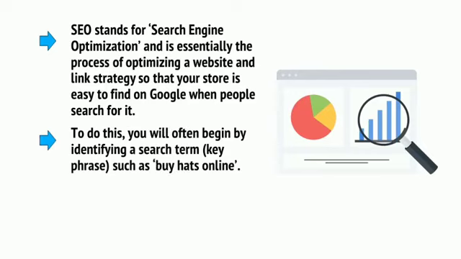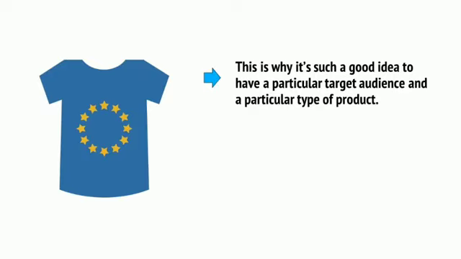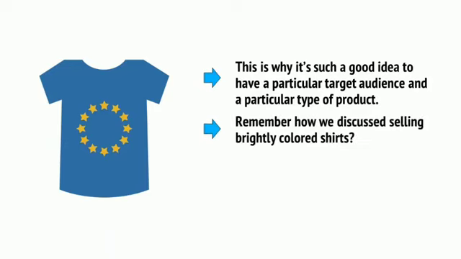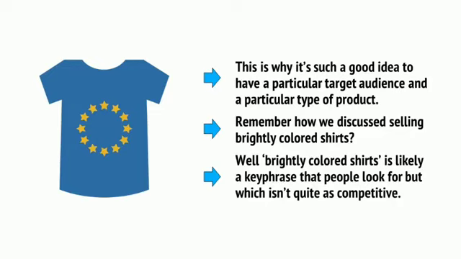To do this, you often begin by identifying a search term, otherwise known as a key phrase, such as "buy hats online." Only you won't want to choose "buy hats online" because that will be very competitive and very difficult to rank for. This is why it's such a good idea to have a particular target audience and a particular type of product. Remember how we discussed selling brightly colored shirts? Well, "brightly colored shirts" is likely a key phrase that people look for, but which isn't quite as competitive.